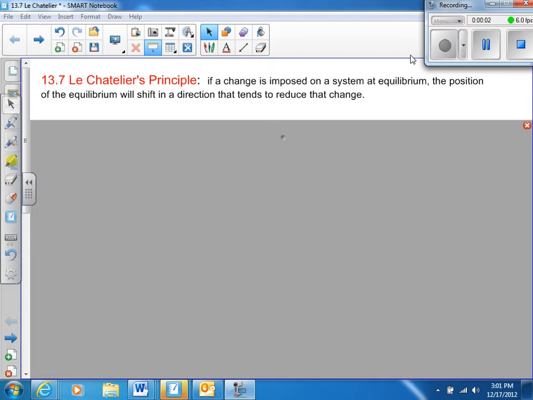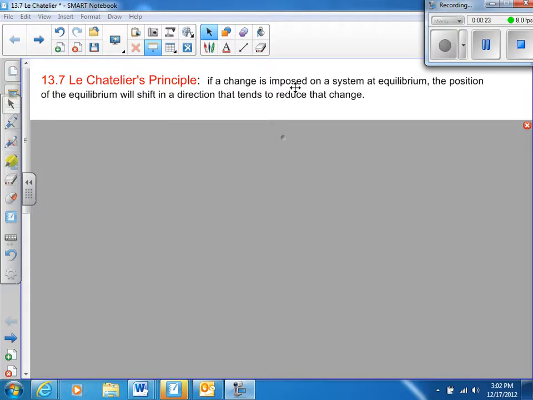Okay, here we go. Last section of chapter 13. Okay, Le Chatelier's principle, and you should have a good feeling for this section. It's something that students tend to like. It's all logic, very much if, then, and therefores. So here's what Le Chatelier's principle states.